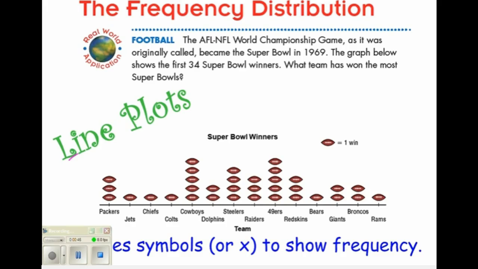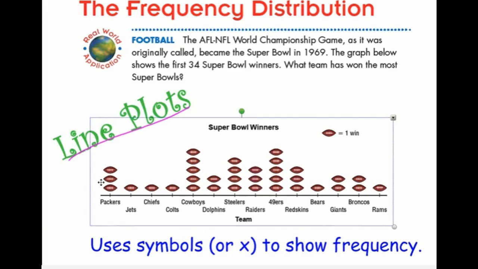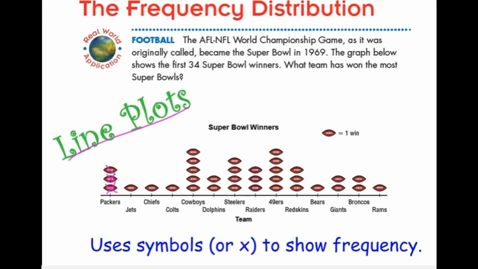So these are called line plots. Here's an example of a line plot. And you can have either symbols, such as here they have the football showing the stacks or the height of the bar, or you could use X's. Sometimes you'll see these just as X's. Typically, you should have a key that shows what your symbol is representing. So here we can see that one football represents one win. So I can see that the Packers have won the Super Bowl 3 times on this.